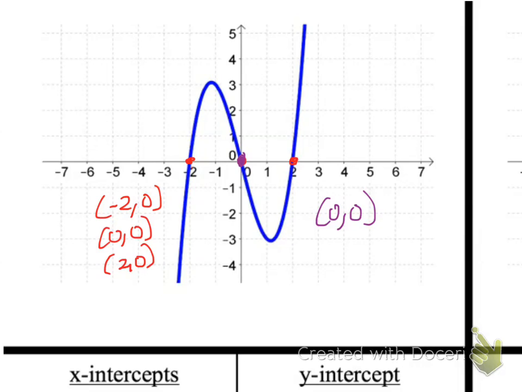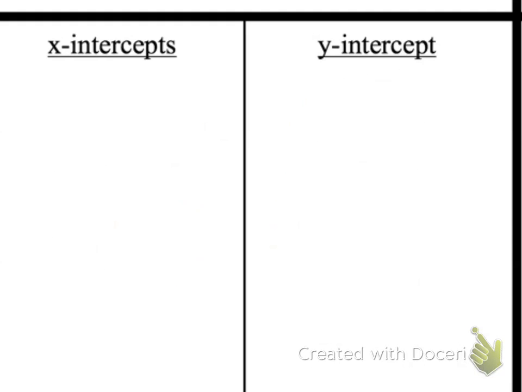Now, if I want to do this algebraically, we'll look at that on the next slide. Alright, so if I'm going to look at this algebraically, the equation I'm looking at is y equals x cubed minus 4x. And so if I want to find the x-intercept, then that means y is going to equal 0.